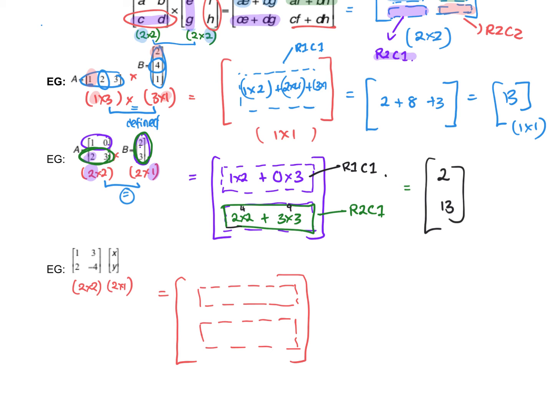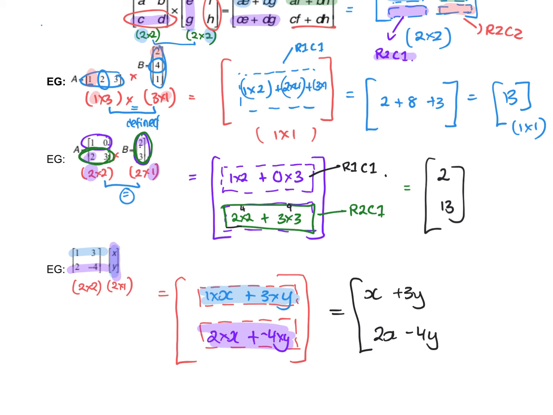So what you're going to do, this answer here is row 1, column 1. So it will be 1 times x plus 3 times y. And this second one here, it will be row 2, column 1. So it will be 2 times x plus negative 4 times y. So when you go to tidy this one up, you can't add x and y's, so you leave it like that. So this is one answer, that's 2. So it's still a 2 by 1.